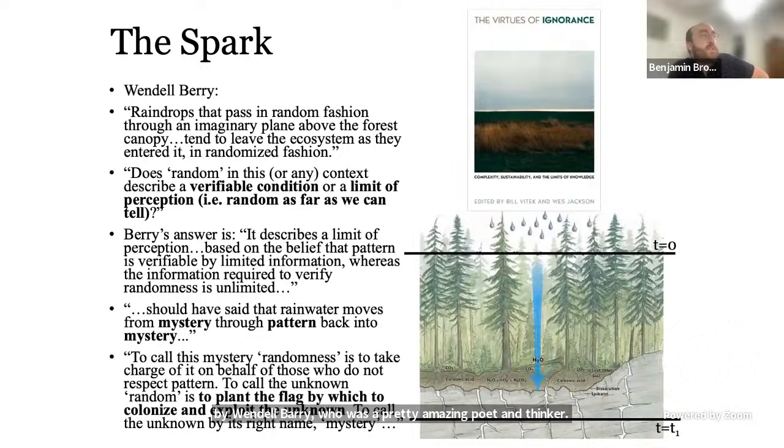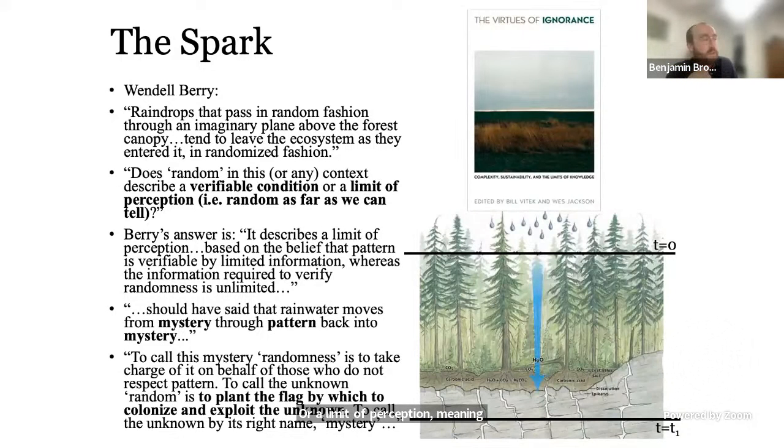He posed that raindrops that pass in random fashion through an imaginary plane above the forest canopy tend to leave the ecosystem as they entered it, in a randomized fashion. A decent conceptualization of rain moving through a forest. He then asked, does random in this or any context describe a verifiable condition or a limit of perception, meaning random as far as we can tell?